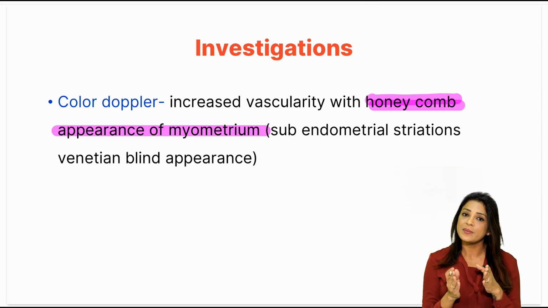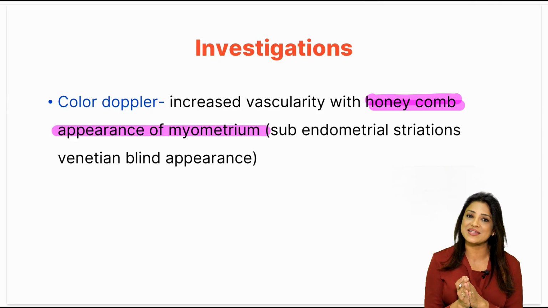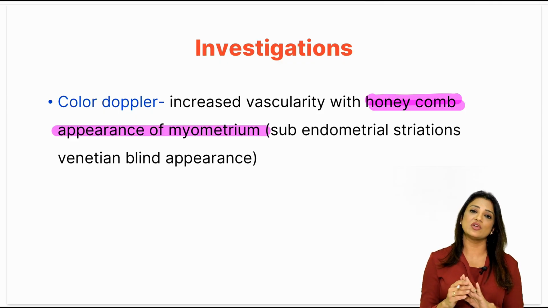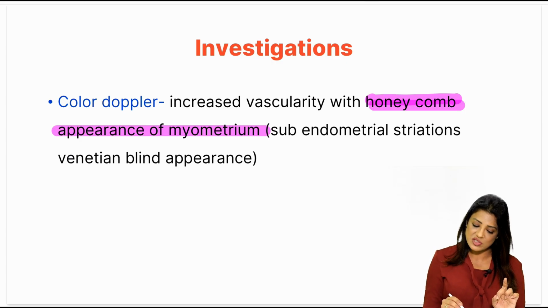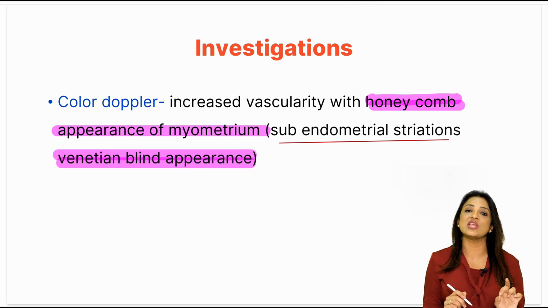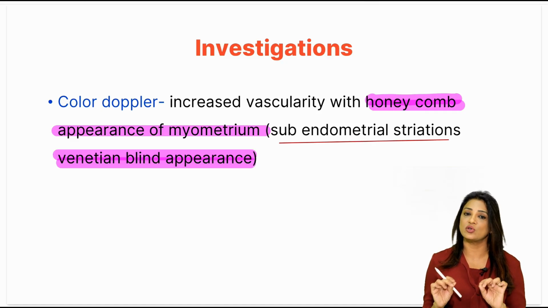Similarly, in adenomyosis, if the endometrial invagination is only having basalis, then the tissue reaction will be less. But if it is having functionalis layer also, it will be a lot of tissue reaction, and the finding that you get in color Doppler will be honeycomb appearance of myometrium, that is subendometrial striations, Venetian blind type of appearance. So it is known as Venetian blind type of appearance, and you should know this name. At least this name should be evident. What is Venetian blind type of appearance? That is a typical color Doppler finding of adenomyosis.